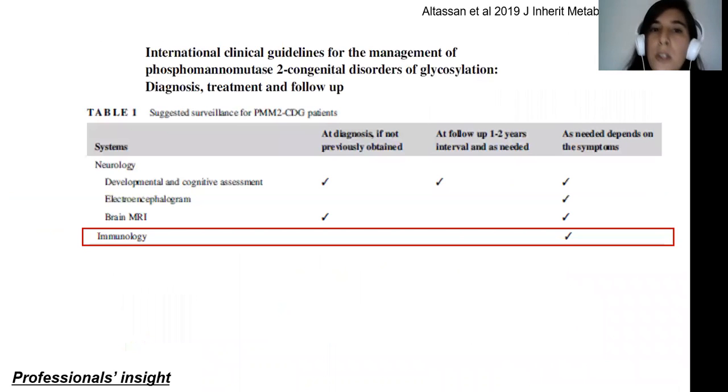And I would just like to bring your attention to a paper that was published in 2019, which are the international clinical guidelines for the management of PMM2 CDG. So clinical management guidelines basically gather all the existing clinical data available, in this case, on the different clinical manifestations present in PMM2 CDG, in which you can see immunology has been included. Clinical management guidelines also offer recommendations and advice on how to diagnose, monitor, and treat these clinical manifestations.